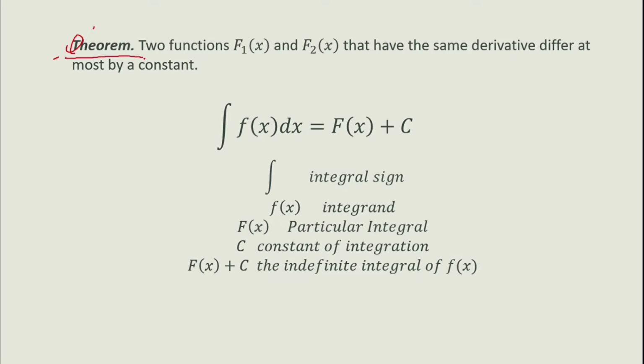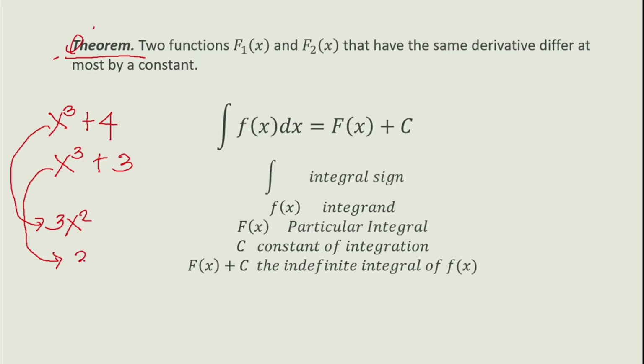Okay, this is the theorem. So if this is x cubed plus 4 and this is x cubed plus 3, if we're going to take the derivative of this one, this would become 3x squared. And if we're going to take the derivative of this part, we have here 3x squared, right? So they have the same derivative, but differ at most by a constant. So they differ only by a constant.